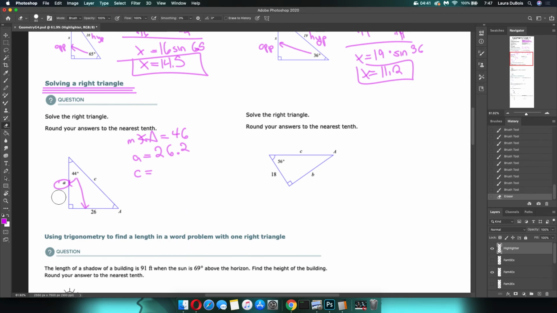Next up, we're looking for C now. Okay, so what is C? C is our hypotenuse. And then what do we have? We have our opposite. So that means this is opposite and hypotenuse, so this is sine. So sine 44 equals opposite over hypotenuse. So times C times C. C sine 44 equals 26. Divide. C equals 26 divided by sine 44.